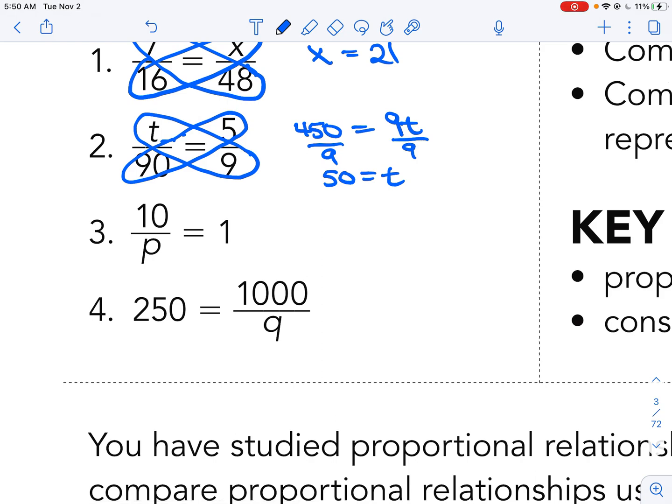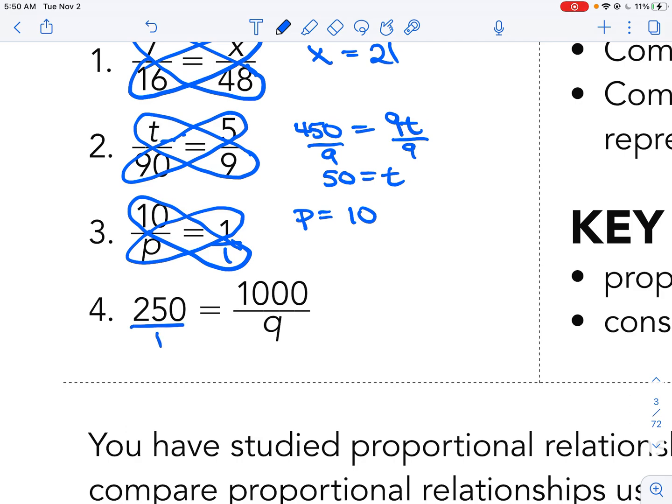This one. Okay, so 1 is the same thing as 1 over 1. Any whole number is over 1, so I multiply here. 1 times p is just p, and I multiply these two together, and I would get 10.